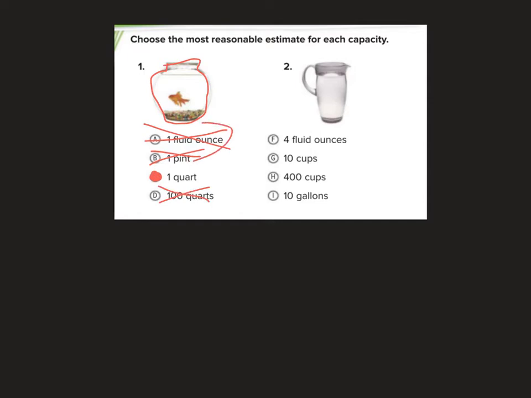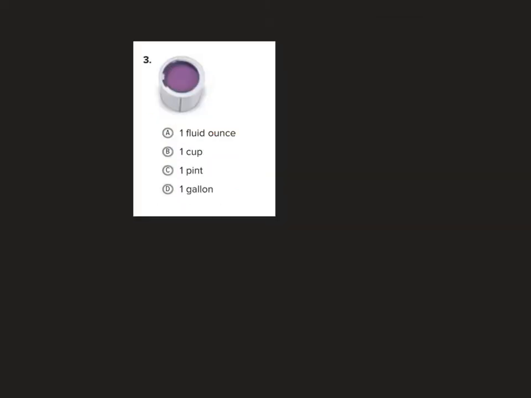These are too little. So how much would we have in about a jar like this? 10 gallons? No way. Let's X out that 10 gallons. 400 cups? No way. 4 fluid ounces? 4 little nail polish bottles? Nope. 10 cups? Yes, that sounds like a great estimate. I believe this is like a container of paint. That's about a gallon.